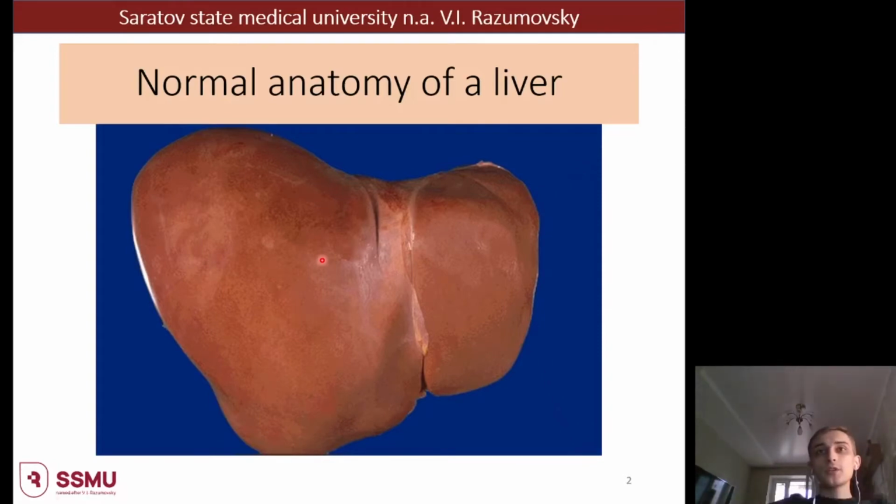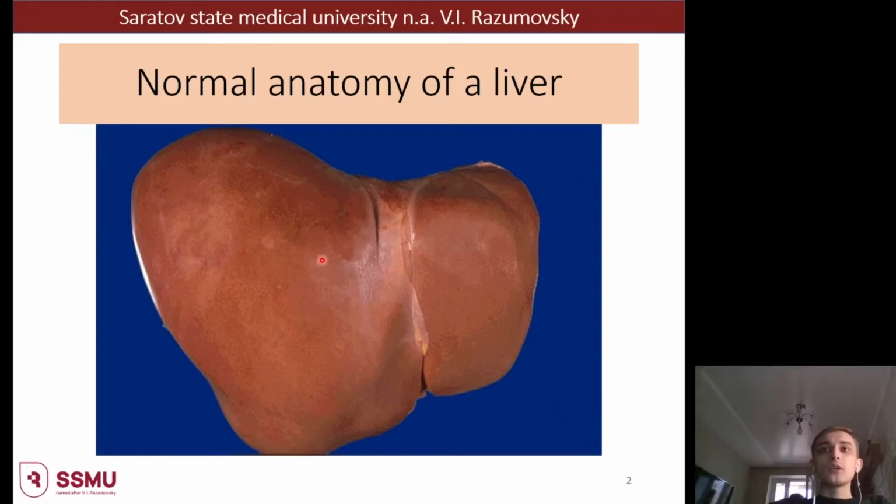The third function is coagulation and regulation of homeostasis and hemocoagulation. So in case of liver disease, we may see a lot of problems with bleeding or formation of clots and thrombi, and it will be really dangerous for the patient.